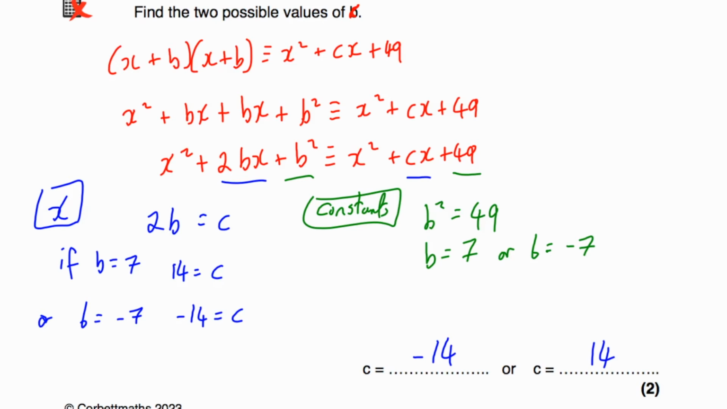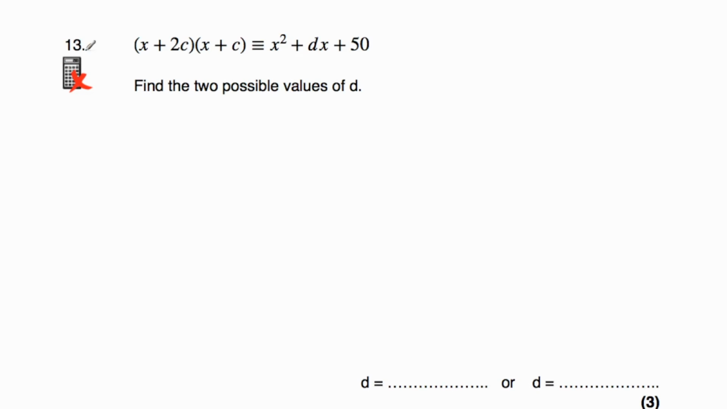Okay, let's have a look at our next question. Question number 13. So question number 13, we've got (x plus 2c), and then in brackets (x plus c), is equivalent to x squared plus dx plus 50. And we've been asked to find the two possible values of d. So let's expand our brackets on the left hand side. So we've got x times x, that's x squared. Then x times c, that's going to be plus cx. 2c times x, that's going to be plus 2cx. And finally 2c times c, that's going to be plus 2c squared. And that's equivalent to x squared plus dx plus 50.